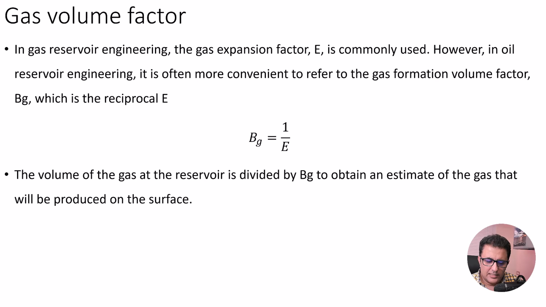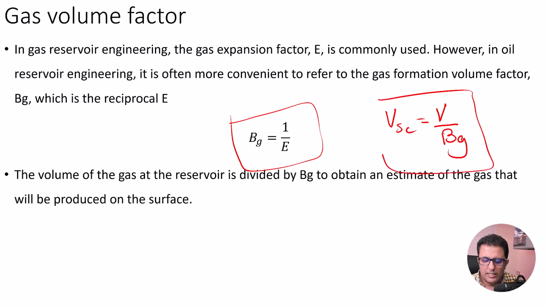Sometimes gas reservoir engineers like to use gas formation volume factor, and this is the reciprocal of gas expansion factor. So it is not something weird. In other words, if you have the reciprocal of E, it's going to be Bg. So in that case, the volume of the gas at the surface facility or standard condition is the volume of the gas at the reservoir condition over Bg.